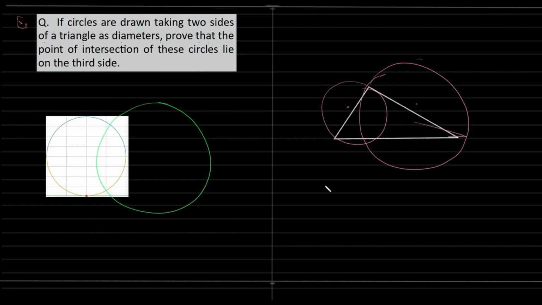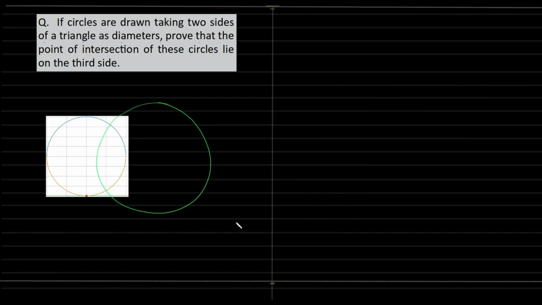So what they're asking us to prove is this. When two circles meet, this is one of the possibilities. So there will be two points of intersection. We have to prove that if this is one of the points of intersection, the second point of intersection will be on the third line. Okay, so let me do that over here.